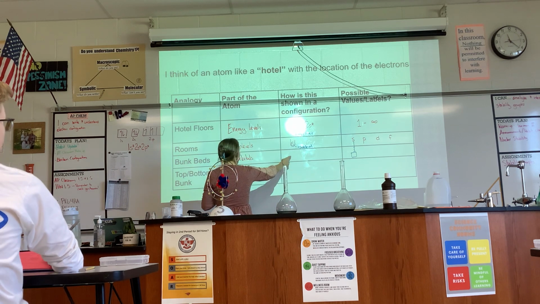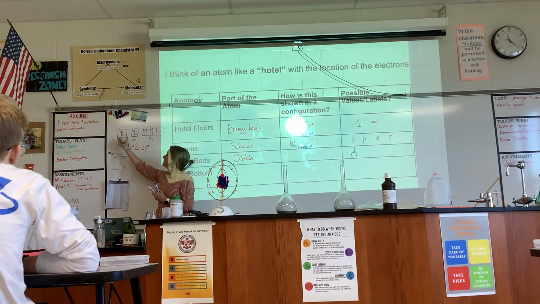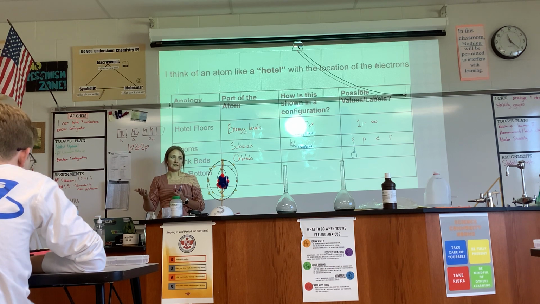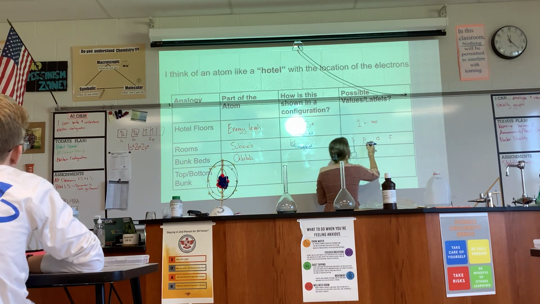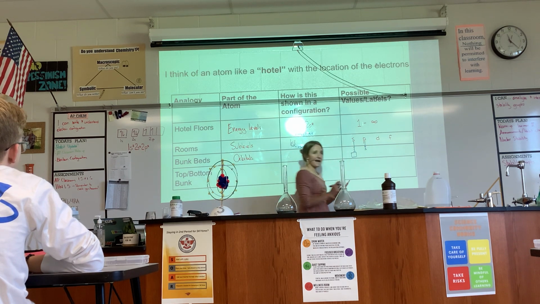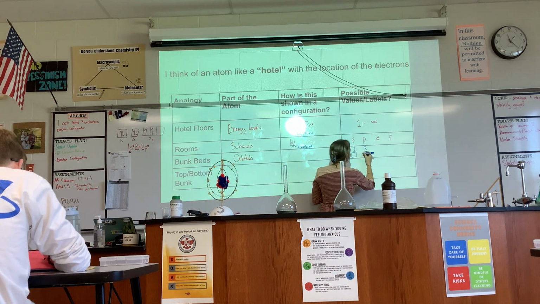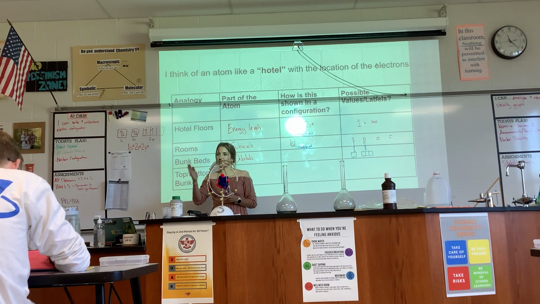So that's where we can see it in the visual representation. Notice that the 1s is 1 orbital. The 2s is 1 orbital because they're both s's. 3s, 1 orbital. Okay, the p has 3 bunk beds, or 3 orbitals. The way we represent that is by drawing the 3 boxes all connected. That says, hey, these 3 bunk beds are in the same room. There's just 3 bunk beds.